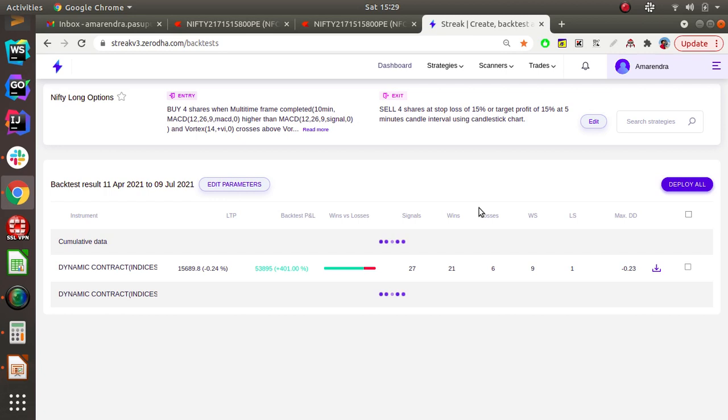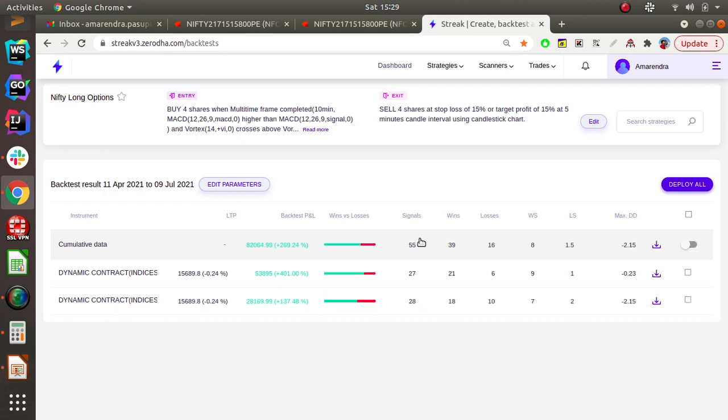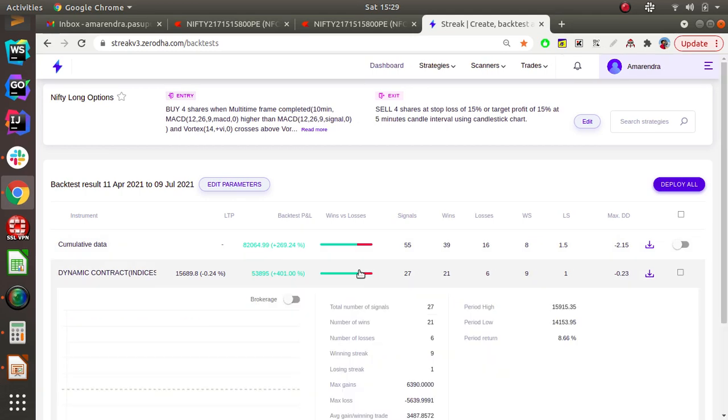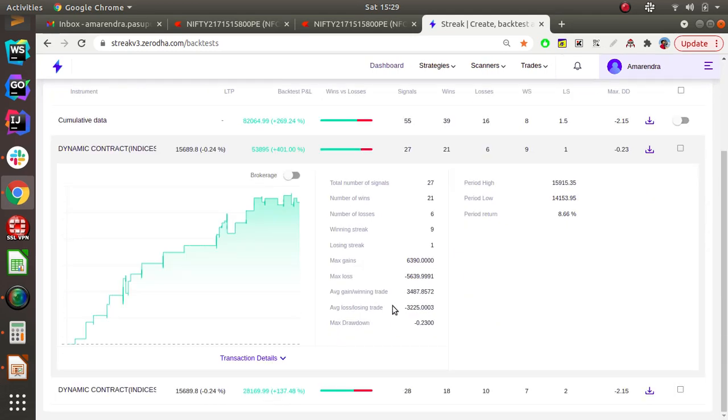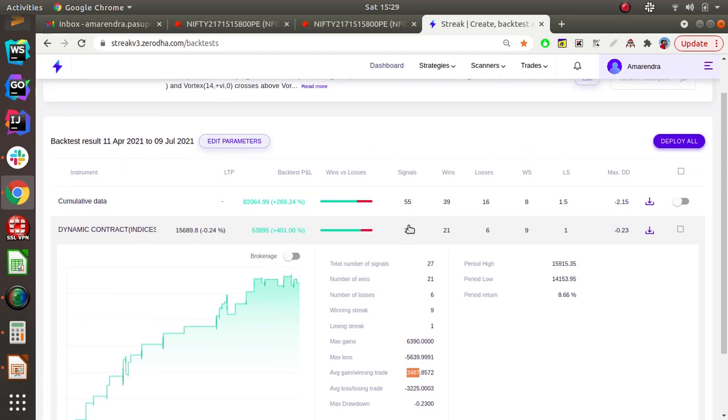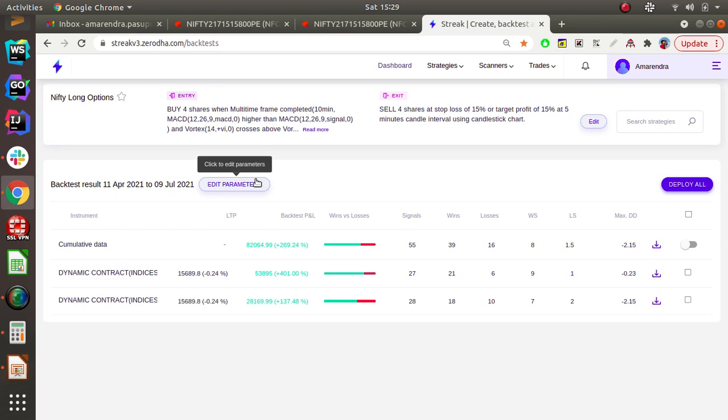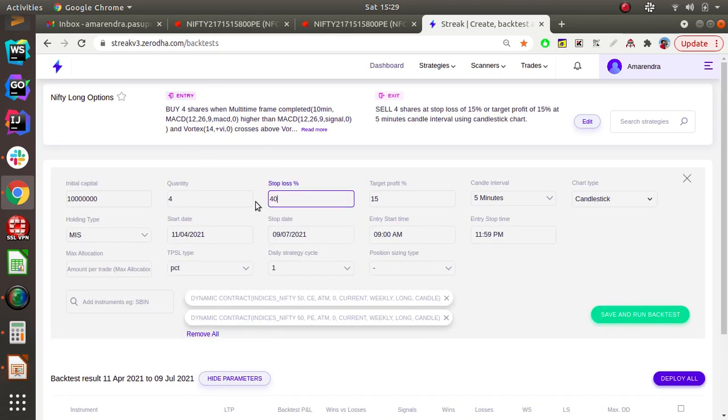If you see the accuracy compared to that, you will get only 82,000, but the loss may be limited. Whenever there is a loss, the average loss is only 3,000, and profit is also 3,500. Of 55 signals, 39 are successes. So the risk reward is up to you. You can maintain 30, 50, 50, 15 is to 15, or else you can give points instead of percentage.